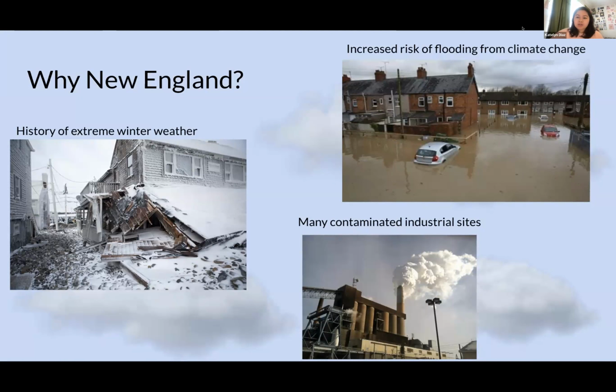There's also an increased risk of flooding from climate change. The Northeast actually saw a 70% increase in the amount of rainfall between 1958 and 2012, which is more than anywhere else in the US. Additionally, the Northeast has many contaminated industrial sites. It's home to some of the oldest buildings and infrastructure in the US.